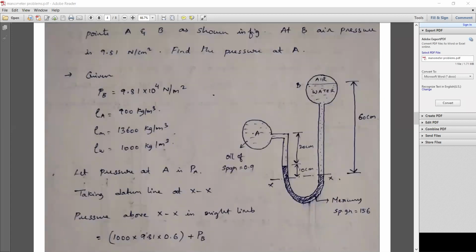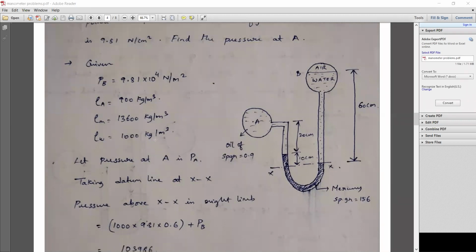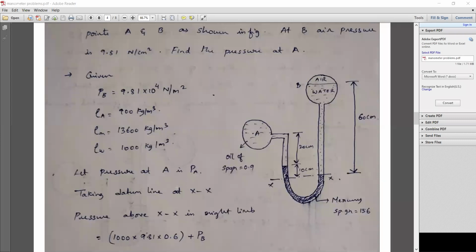So two pressures are available. One is the pressure of air. Here we are taking only the water height as this one. So 1000 into 9.81 into 0.6 is the pressure because of the water height, plus PB. PB is the pressure created because of the air that is given to us already, 9.81 into 10 power 4. So substitute these values, and you will get the pressure.